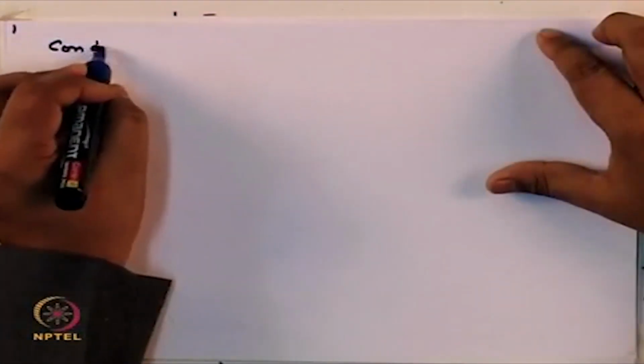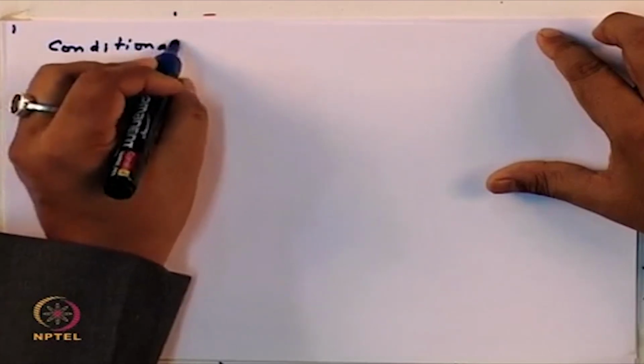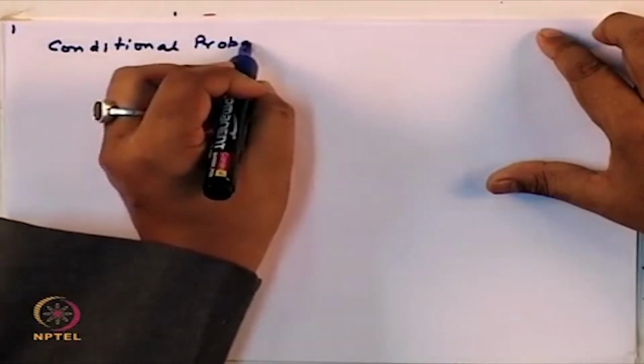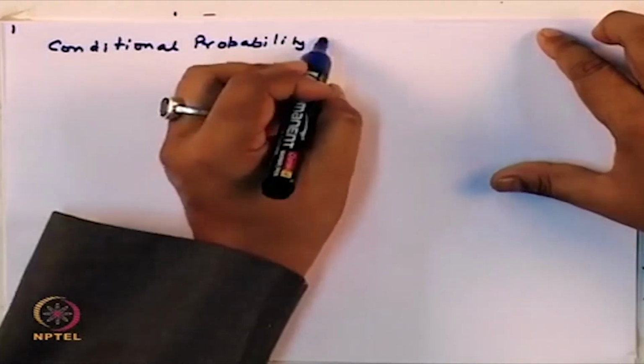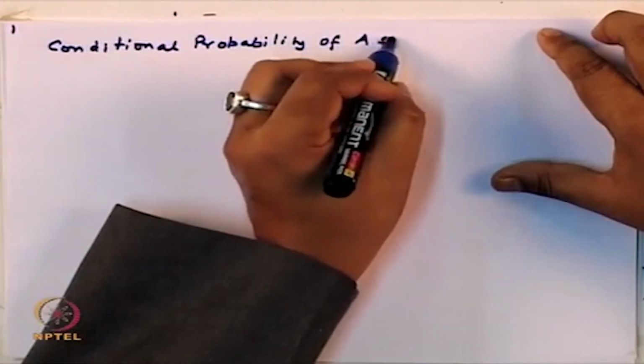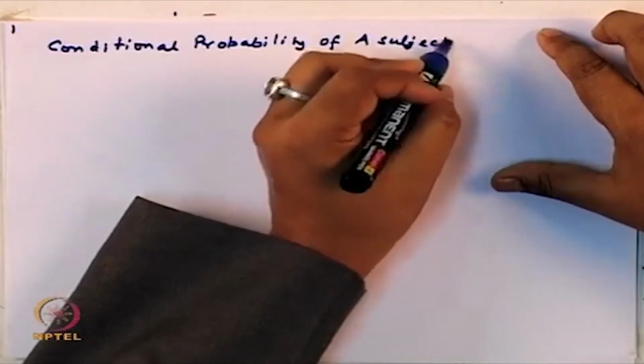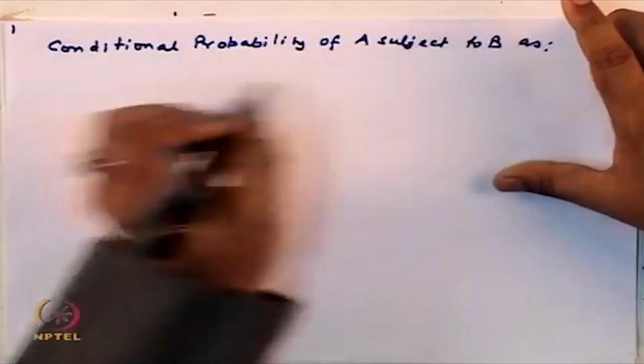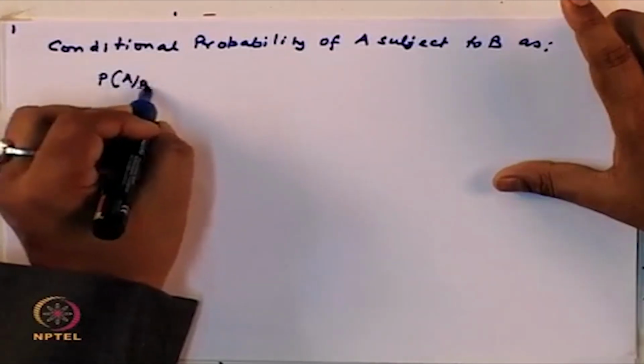So, we will continue with probability and random variables in today's class, but briefly I wanted to mention what was covered in the previous class. One of the most important concepts we brought up in the last class was the idea of conditional probability, right. So, you write conditional probability of A subject to B as P of A given B, right.